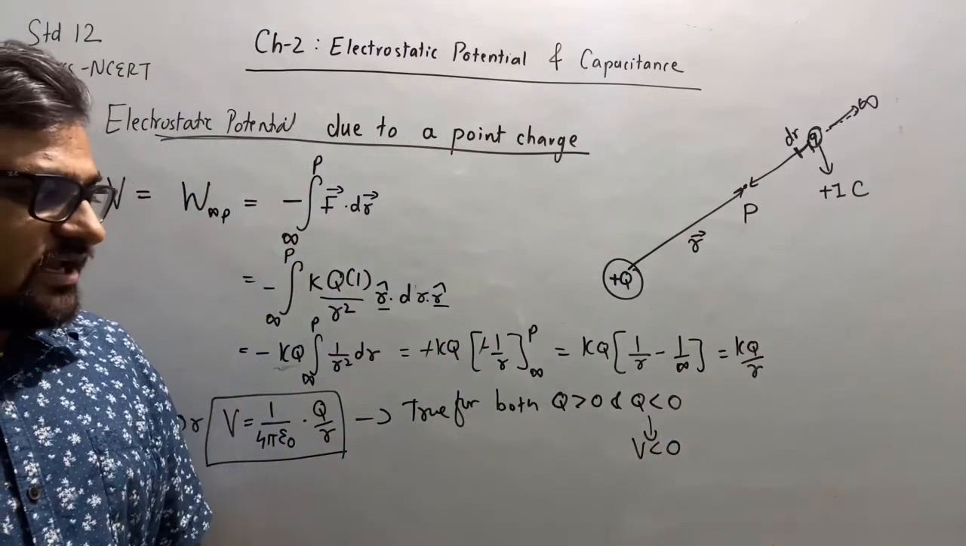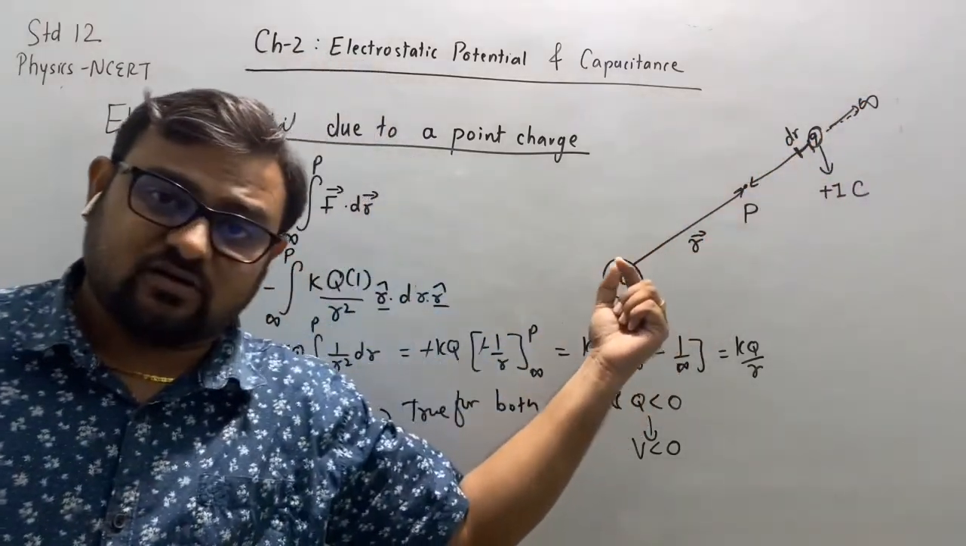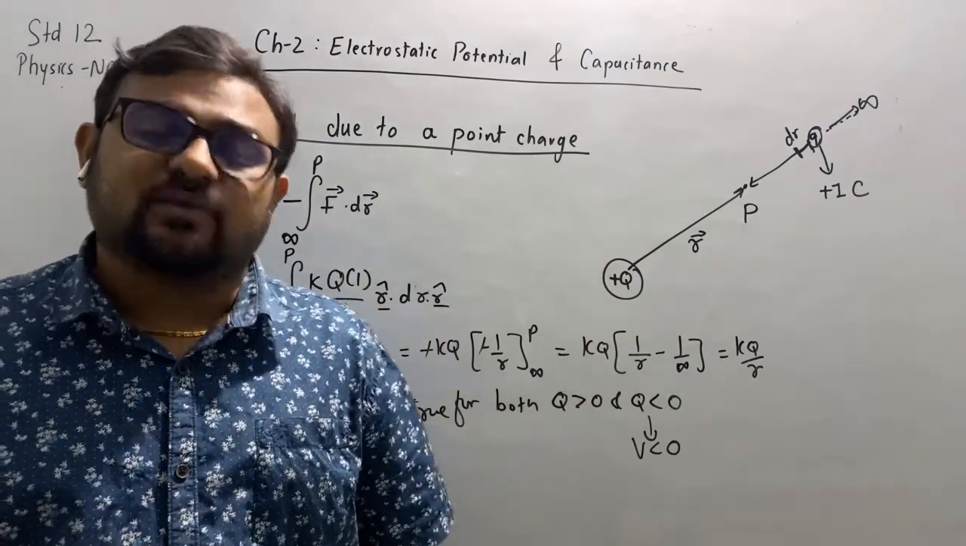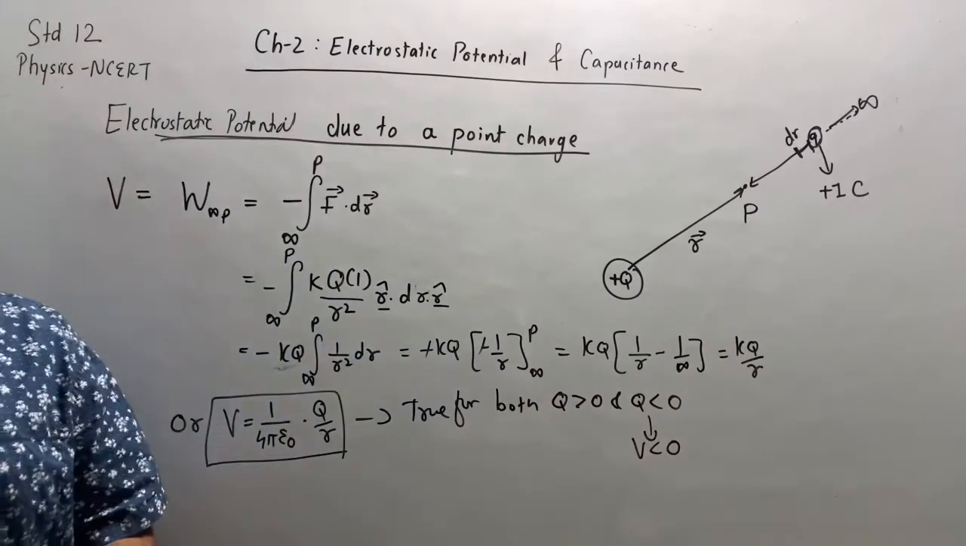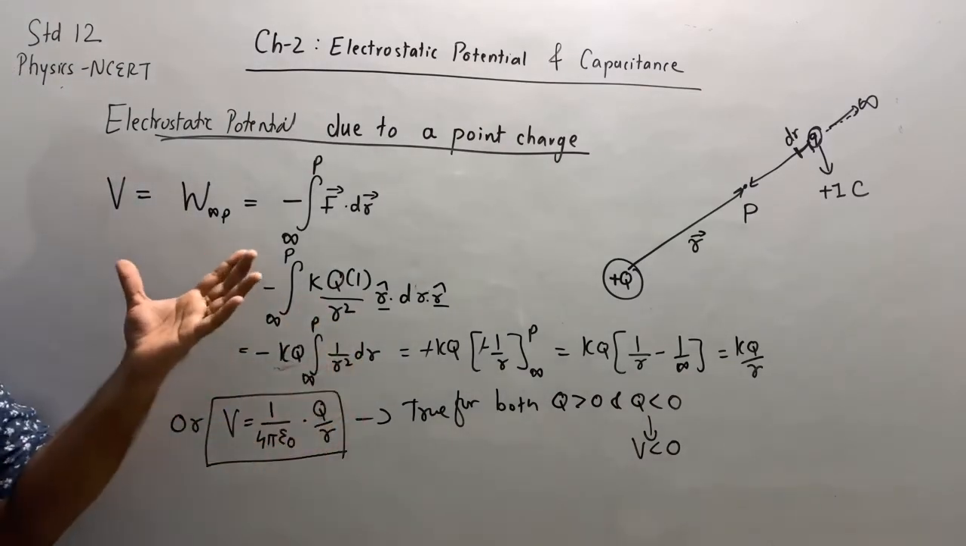The reason is that at that time it will be negative and positive, so it will be attraction. So the direction of force and displacement will be same. Both are supporting. So if Q is less than 0, then V will be less than 0. Clear?